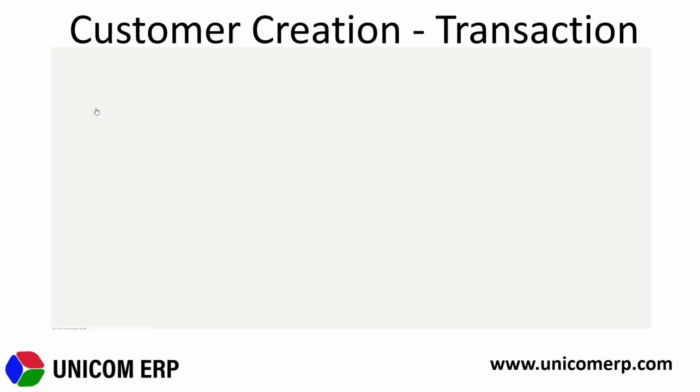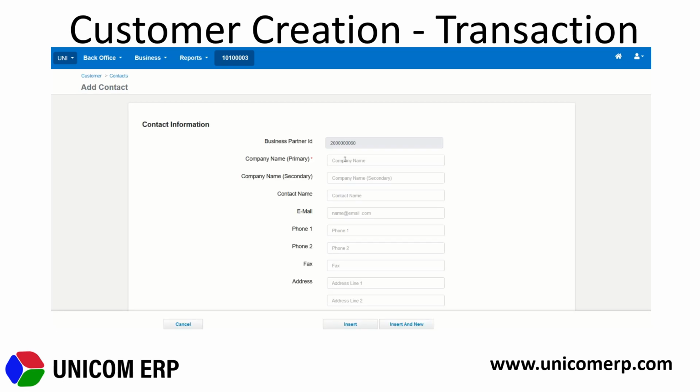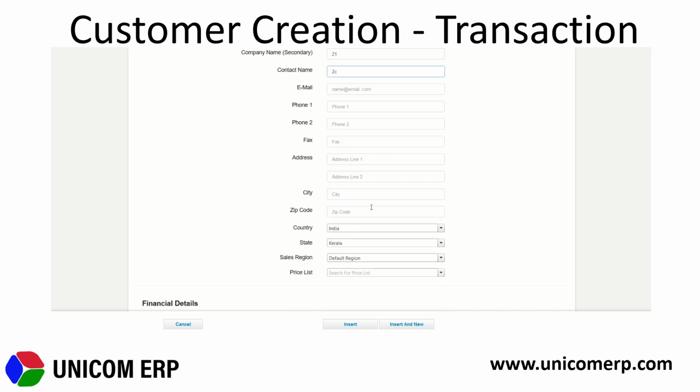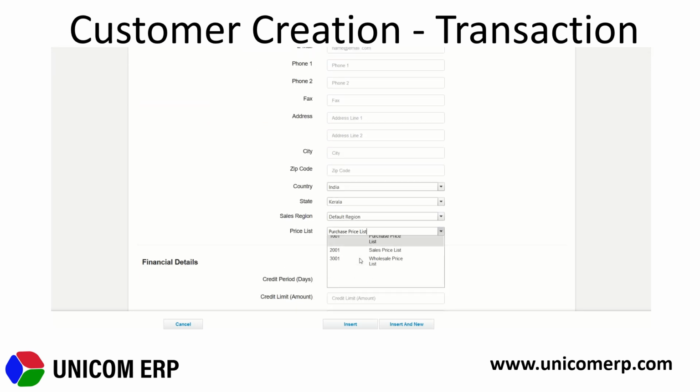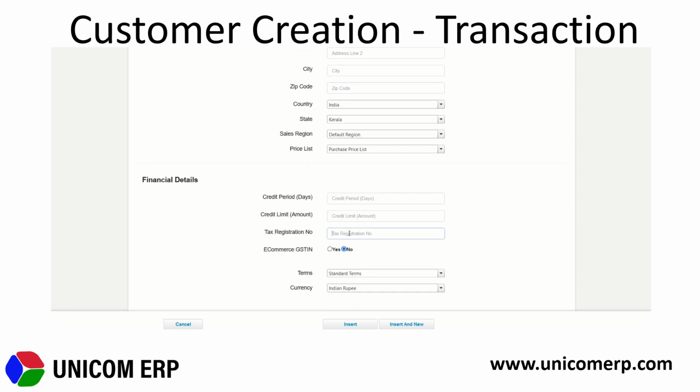To create a new customer in the ERP, user can use the Add New button from the History screen. This will take user to a new screen where user can enter the detailed information of the customer. Some of the fields are mandatory, such as company name, primary, country, state, price list, tax registration number, and e-commerce GSTN. These fields are important for generating accurate invoices and tax calculations. For example, the state field determines whether IGST and SGST are applicable in the invoice, based on the state code.